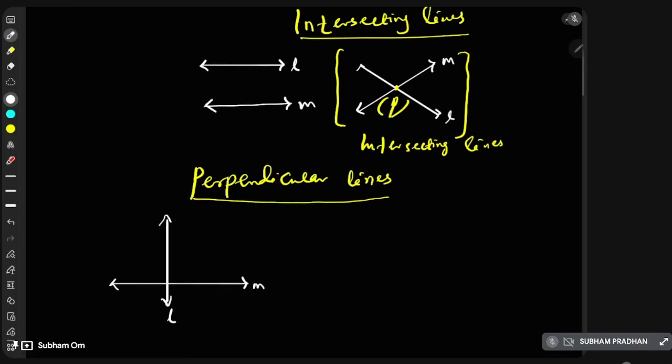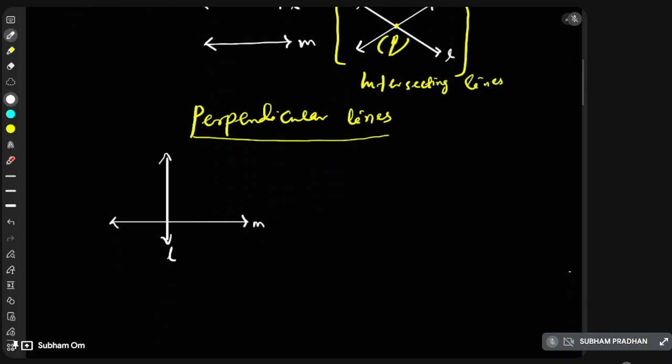Whenever two lines intersect with each other, they form an angle. Let's say this is one angle, this is one angle, this is one angle, this is one angle. That means when two lines intersect with each other, four angles are formed. Now see what perpendicular lines actually are.